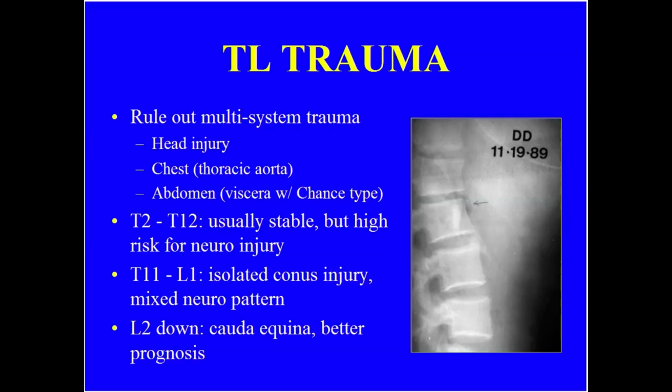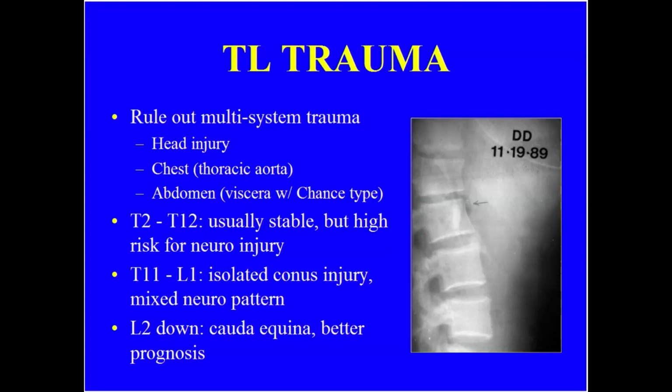You need to be very careful about ruling out a chance fracture. In general, fractures between T2 and T12 are usually stable, but fractures with any sort of dislocation or subluxation are at high risk for neurologic injury. In general, fractures at the thoracolumbar junction are much less stable because it's that transition between the rib cage and the mobile lumbar spine.